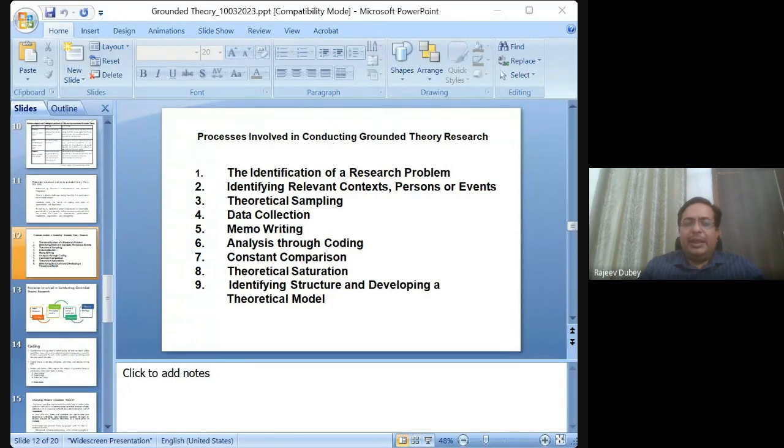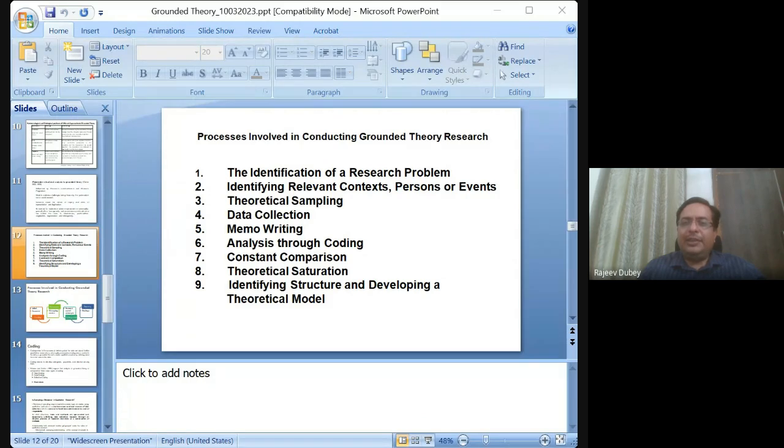Now, in the case of theoretical sampling that we have been talking about, we need to see when our categories get saturated. Say, for example, the idea of humiliation, a terminally ill patient feeling humiliation. You will talk to people and you will come up with different dimensions of that humiliation. And there will be a time when you find that aspects are being repeated again and again. You are not getting any further dimensions to it. That is the time you can say that your category has saturated.